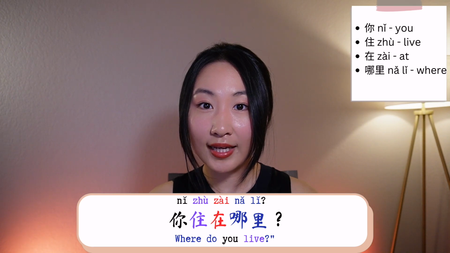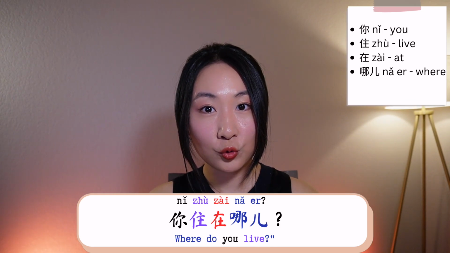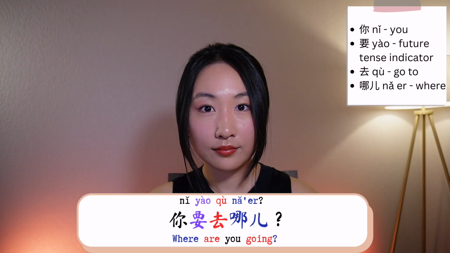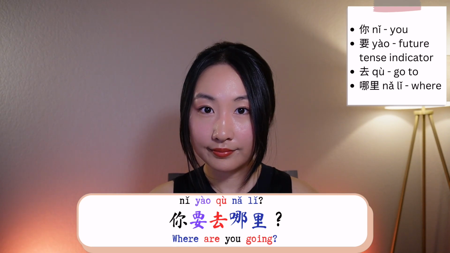Now let's look at the question word 哪里, which means where. This is a locational related question word, so use it for getting around, understanding where things are situated. In Mandarin, you can either use 哪里 or 哪儿 for where. 哪儿 is more commonly used in northern China, especially in Beijing. Both are acceptable, so don't stress about it. Just pick one and start asking where. For example, if you want to ask, where do you live? You can say, 你住在哪里? Or 你住在哪儿? If you want to ask, where are you going? 你要去哪儿? 你要去哪里?